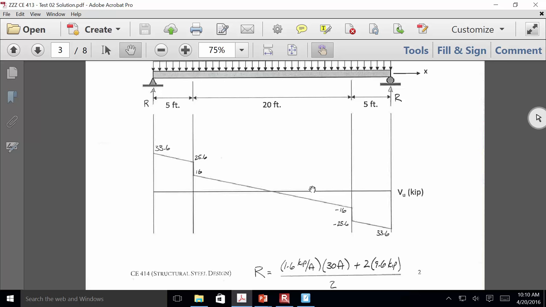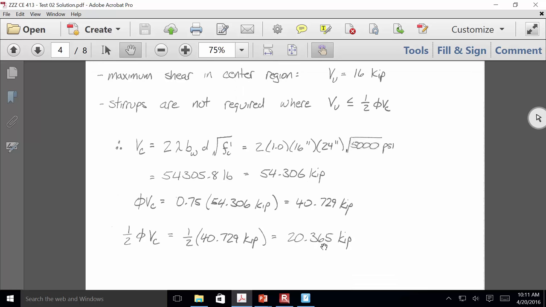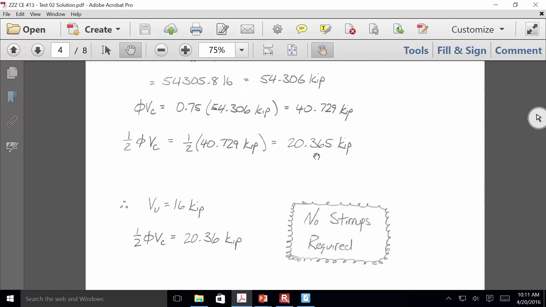So looking at your shear diagram, what is the maximum shear in the center portion of the beam? 16 kips, okay? So look at this. Here's problem two. The maximum shear in the center region is 16 kips. Stirrups are not required where the shear is less than or equal to half of φVc. So compute half of φVc. All right. 2λ bw d √fc'. I'm still getting people putting in 5. No, you put in psi, you get out psi. Okay. So go through. Vc is about 54.3 kips. φVc is about 40.7. Half of φVc is 20.365. So here you go. 16 kips in load, half of φVc is 20.3, no stirrups. And that was it. That's number two.